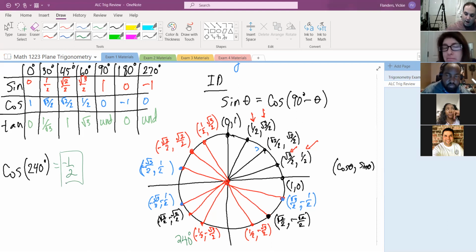Vicki, add the radian counterparts too, since you've already. Do you want me to just label the whole unit circle? Just draw a line underneath the chart and add the radians. Oh, okay, I see what you're saying.